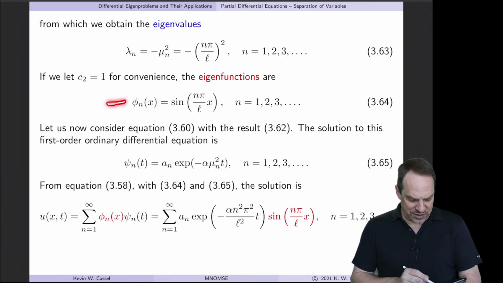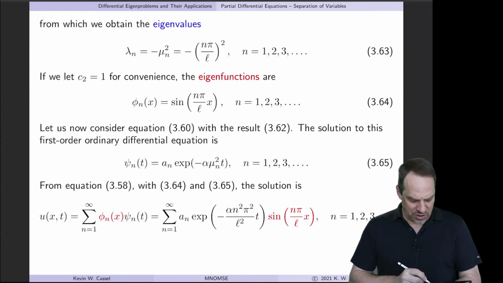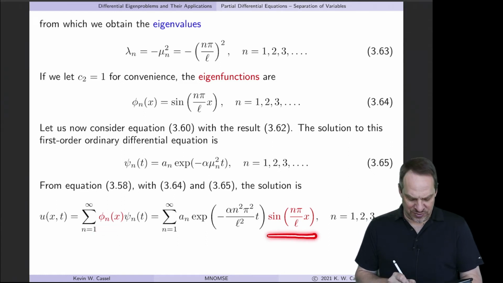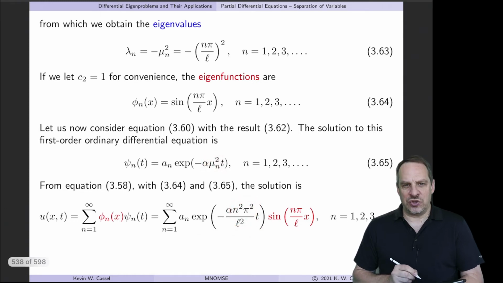And then we can combine these two solutions together to get our general solution for u of x, t. That's the sum of all the phi sub n's times psi sub n's. The phis are the eigenfunctions, and the psi's you can think of as the variable coefficients on those eigenfunctions. The eigenfunctions are the sine of n pi over L times x, and the variable coefficients, the psi's, are the a sub n's times this exponential. And now you can see I've put in that mu squared is n squared pi squared over L squared. So the only thing that remains is to determine these constants a sub n.